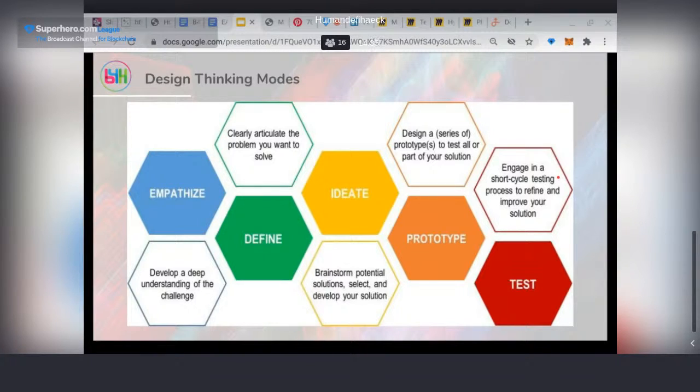They are not sequential modes. This is just a first proposal. Maybe it could be sequential, but when you're in your design process, you can jump from one mode to the other, depending on the needs of your team. So here I'm going to explain a little bit of each mode.